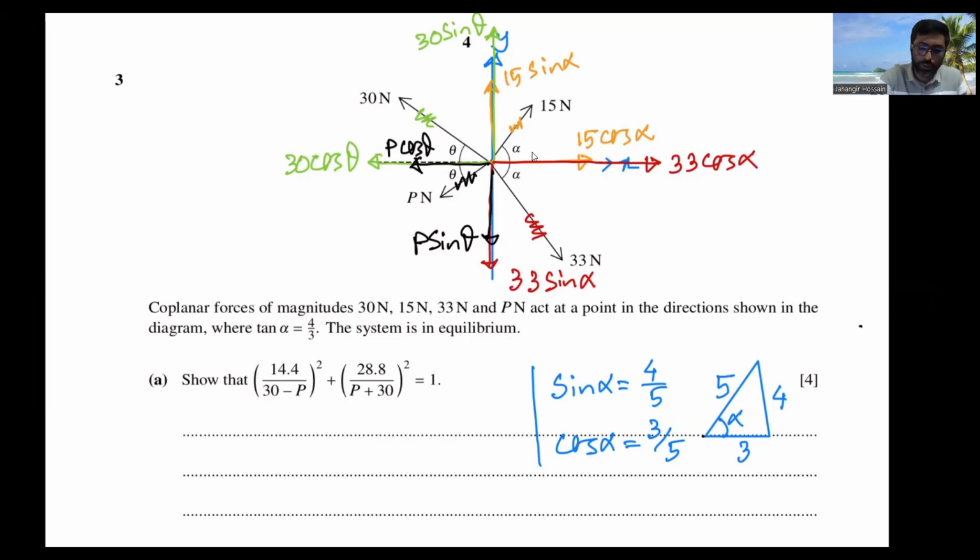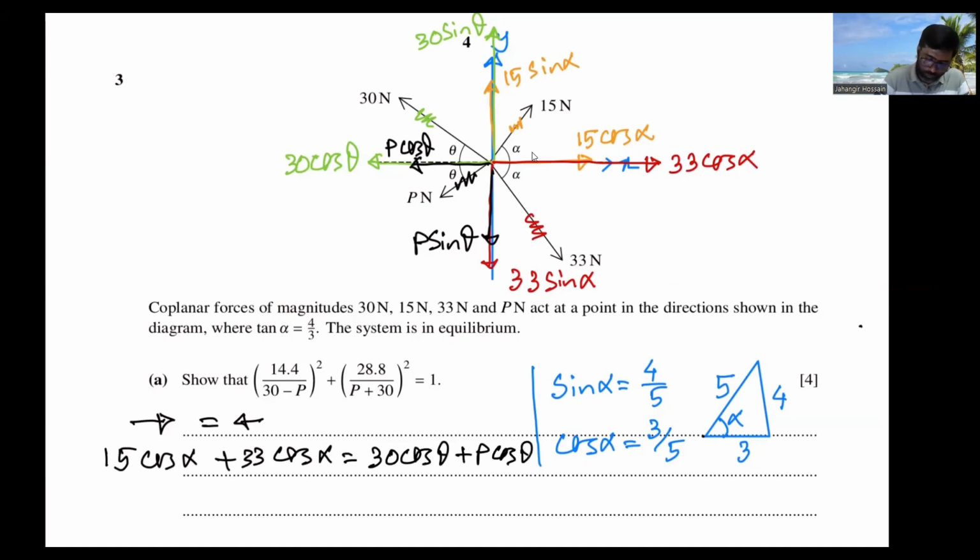Now let's take the sum of components along the x-axis and y-axis. Along the x-axis, since the resultant is zero, the sum of components along the positive direction will equal the sum of components along the negative direction. Along the positive direction, the components are 15 cos alpha plus 33 cos alpha, equal to, along the negative direction, 30 cos theta plus P cos theta. So on the left hand side, we have 48 cos alpha. Now the value of cos alpha is 3 by 5, and take cos theta common on the right side. So we have 30 plus P, cos theta.